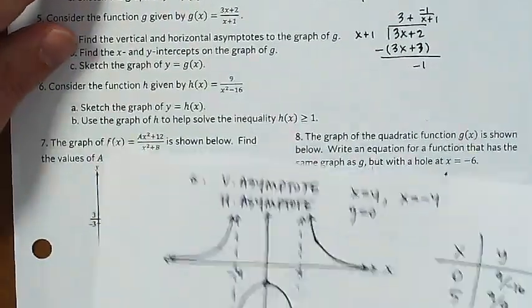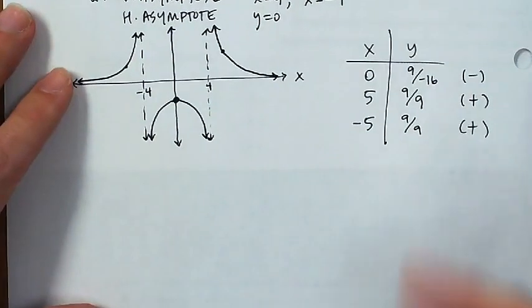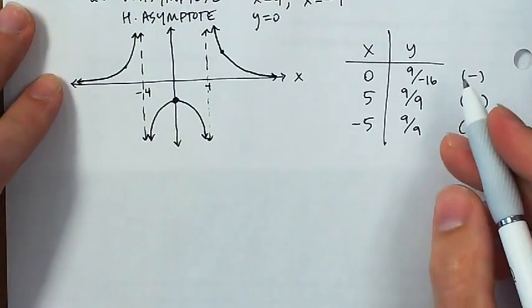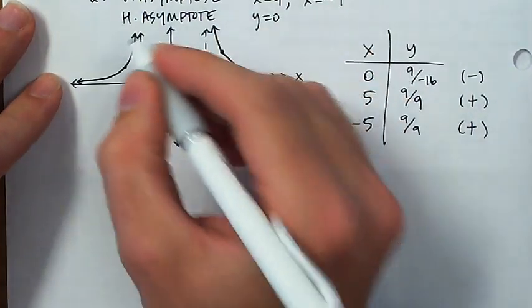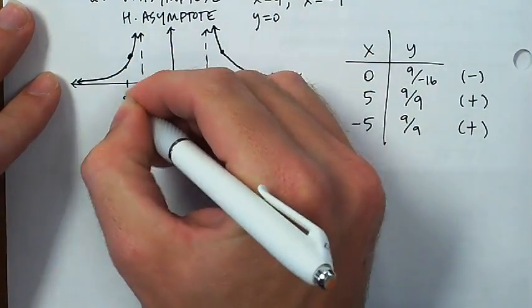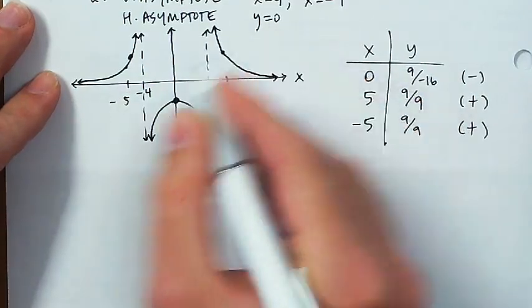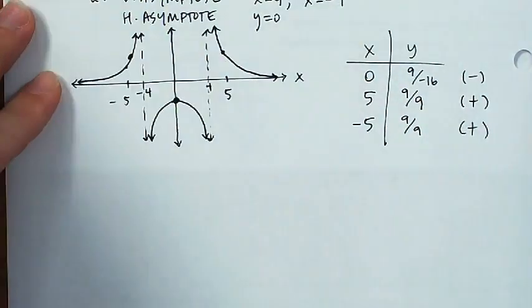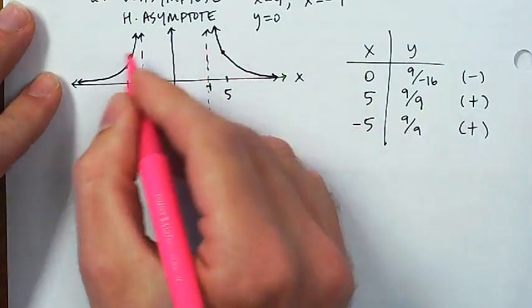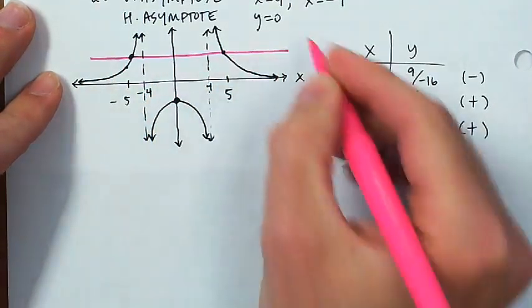All right. Use the graph of h to help solve the inequality. H of x is greater than or equal to 1. Oh, lucky me. I found where it's equal to 1. That's going to be 5 or -5. This is going to be +5. And I'll color y equals 1 in pink. And, you know, this is supposed to be on the same level?